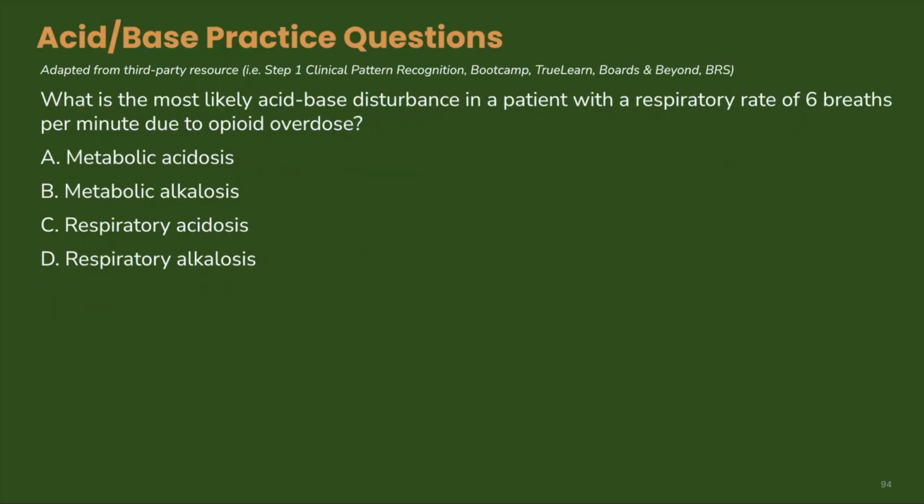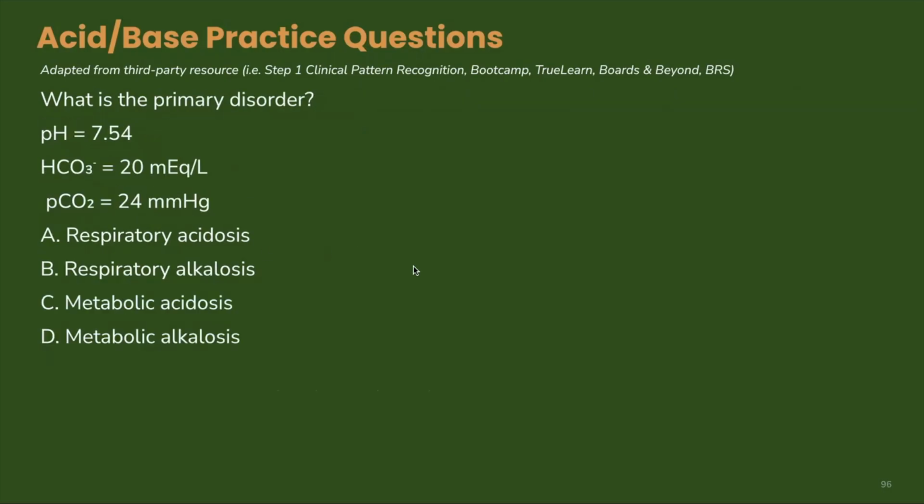What is the most likely acid-base disturbance in the patient with a respiratory rate of 6 breaths per minute due to opioid overdose? If I have a patient that has decreased ventilation, a decreased ventilatory rate, what's happening is that they are trapping that carbon dioxide. If I trap that carbon dioxide, it accumulates, and therefore that patient has C, respiratory acidosis. And they might have a metabolic alkalosis that begins to compensate.